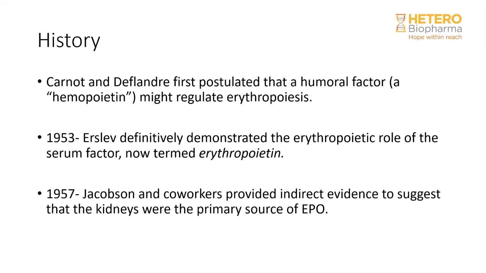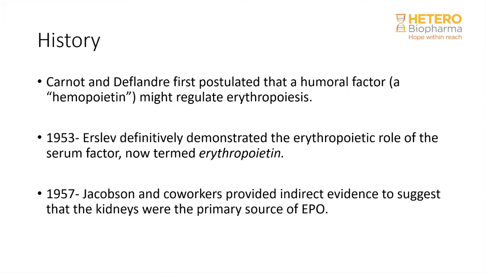They would take the serum from anemic rabbits and inject it into another rabbit, and they would see marked erythropoiesis. That's why they thought there is some hemopoietin, a humoral factor. For the next 5 decades, there was not much progress on this. It was only in 1953 that Erslev definitely demonstrated the erythropoietic role of serum factors, which is now called erythropoietin.